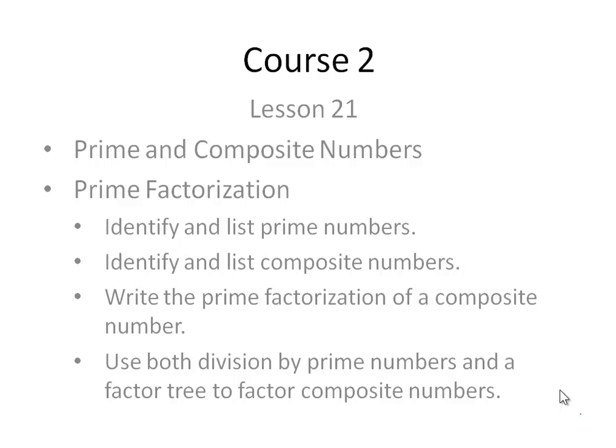Welcome to Saxon Course 2, Lesson 21. We're going to deal with prime and composite numbers, and we're also going to talk about prime factorization. We're going to identify and list prime numbers. We're going to identify and list composite numbers. We're going to write the prime factorization of composite numbers, and we're going to use both division by prime numbers and a factor tree to factor composite numbers.